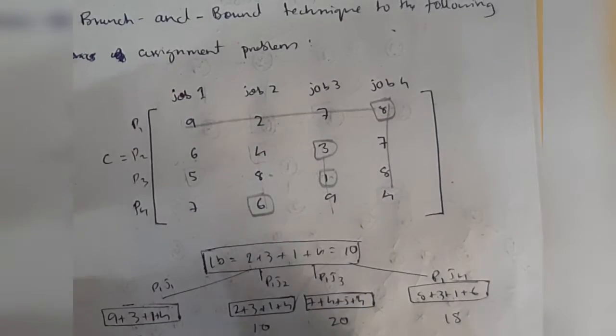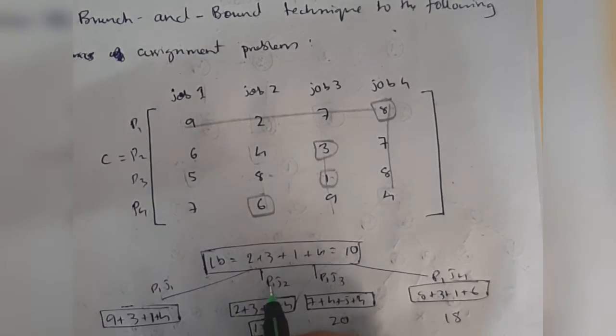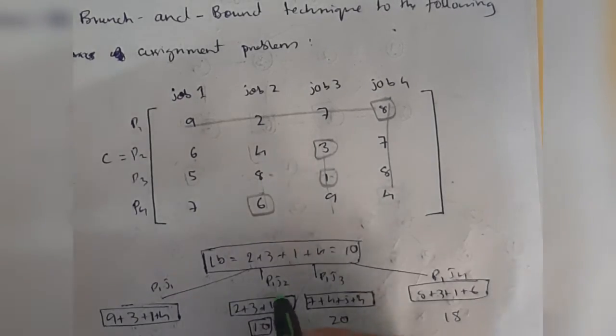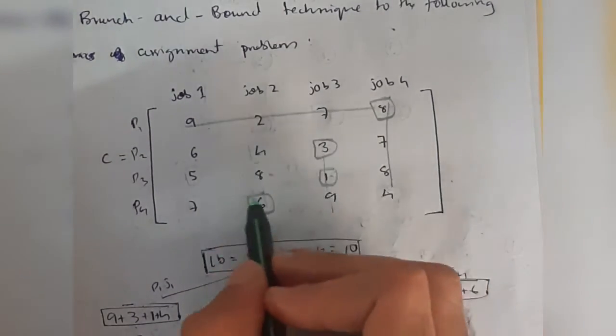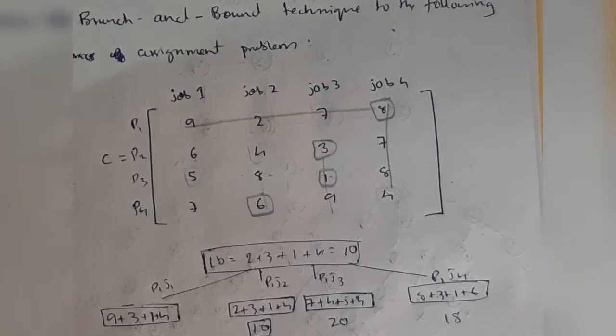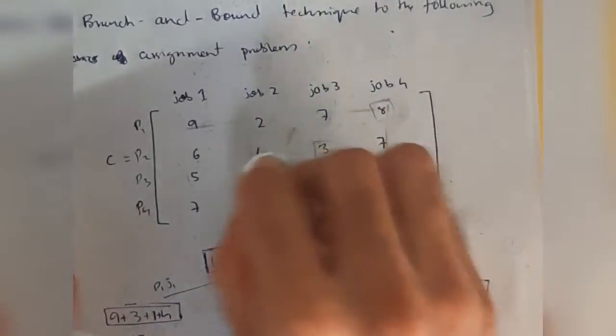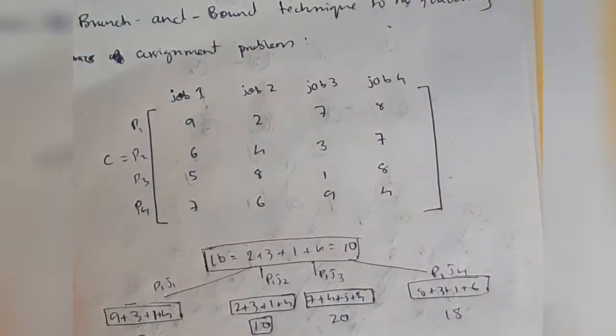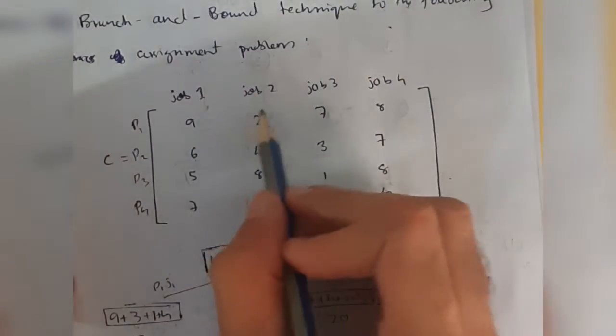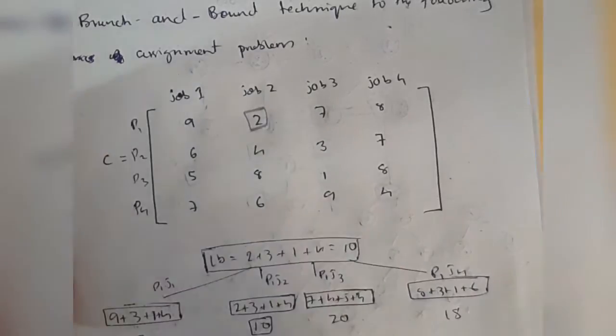Select the minimum, this one. From where we got this one? P1 J2 means assigning this job will get the minimum cost. So then the next step is you have to block this job to P1. So this job is selected for P1.